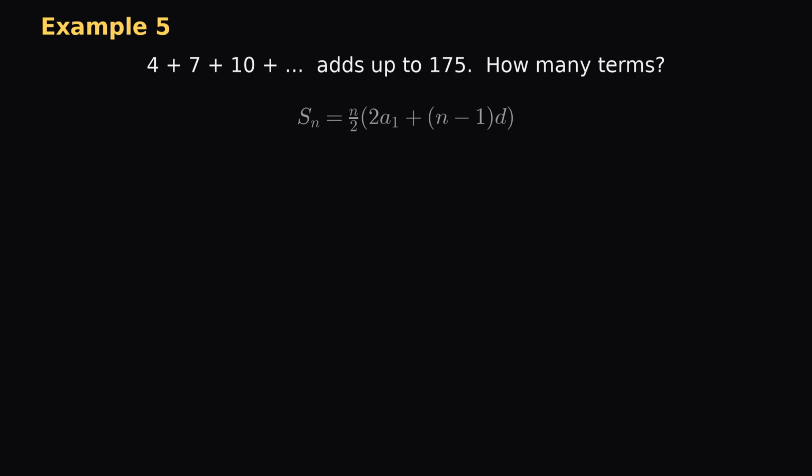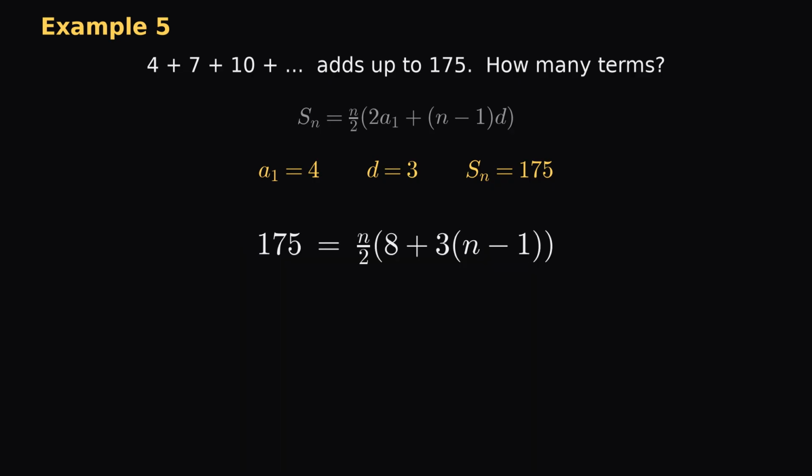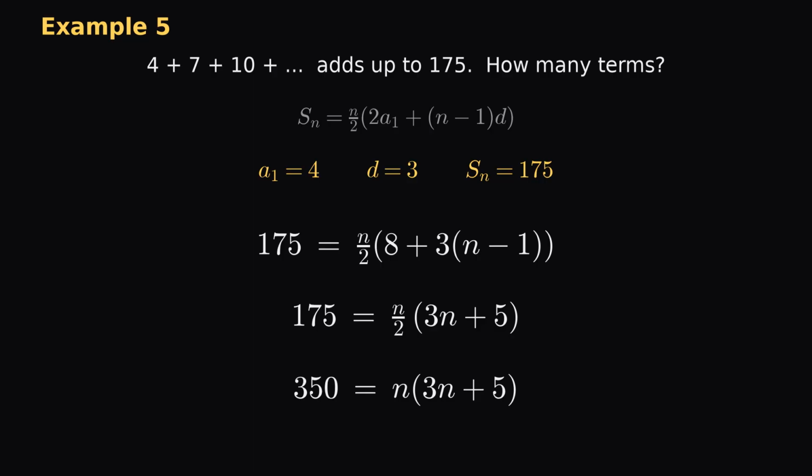Last one, and this one is harder. 4 plus 7 plus 10, and so on, adds up to 175. How many terms are there? Here we know the sum, and n is the unknown. a1 is 4, and d is 3. So 175 equals n over 2 times (8 plus 3 times (n minus 1)). Simplify inside the bracket. 8 plus 3n minus 3 is 3n plus 5.